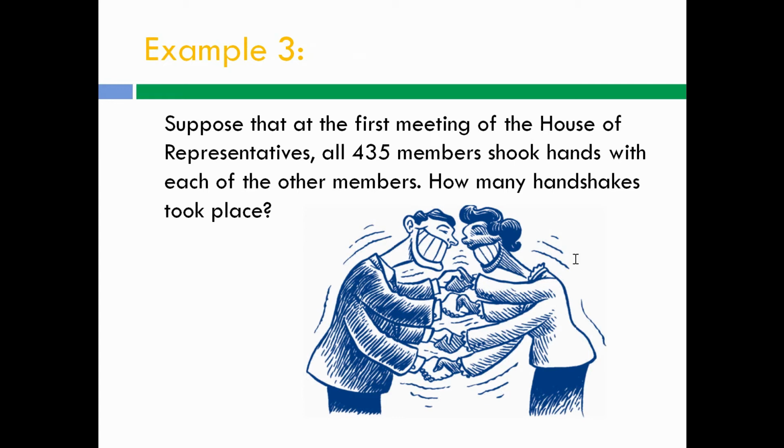Example 3. Suppose that at the first meeting of the House of Representatives, all 435 members shook hands with each of the other members. How many handshakes took place? Now notice here you are not given a chart, and you will have two problems in the homework like this. You will first have to develop a chart, then you will look for a pattern.